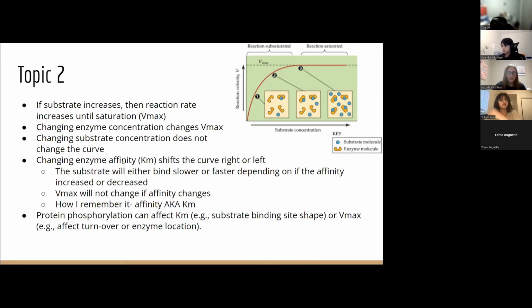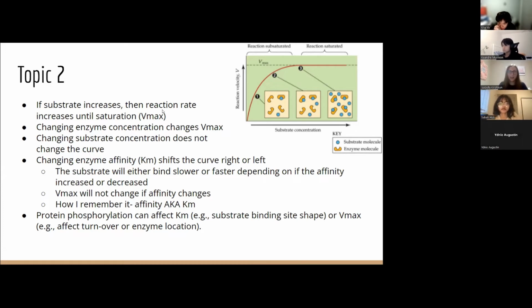And then changing enzyme affinity, Km, shifts the curve to the right or to the left. The substrate will either bind slower or faster, depending on if the affinity is increased or decreased. Vmax will not change if the affinity changes. The way that I remember it is affinity, AKA Km, because I just associate affinity, the first letter, with Km.